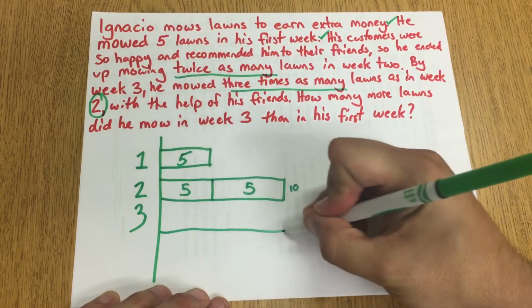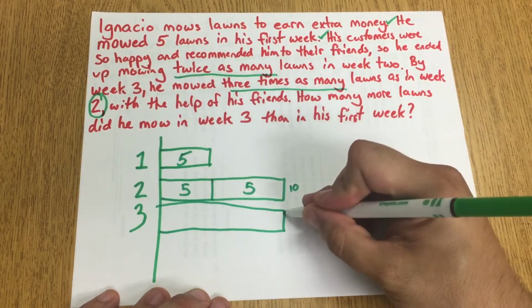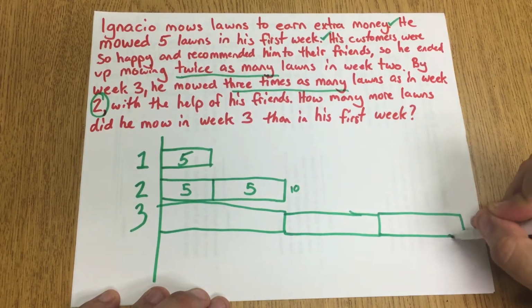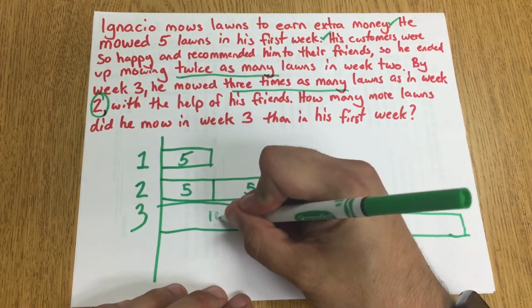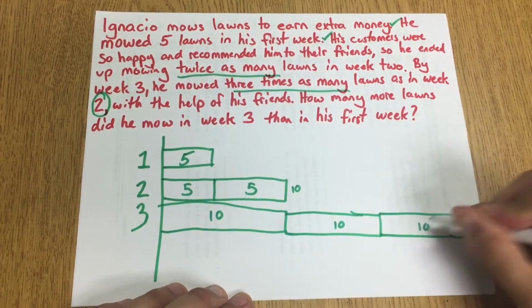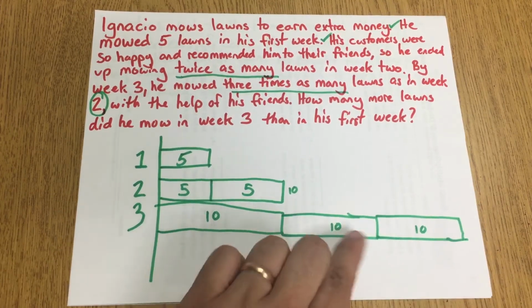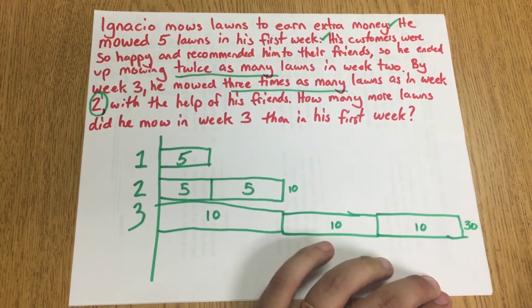So I need to show that, oops, not particularly neat, first of all. That's 10, 10, and 10. And again, since I'm now building off this, I could call this 10, 10, and 10. Or I could have broken it up and done 5, 5, 5, 5, 5, 5. Either way, you're going to get the same answer. He mowed 30 lawns here.